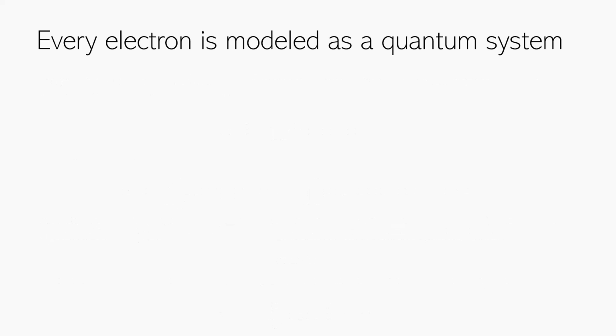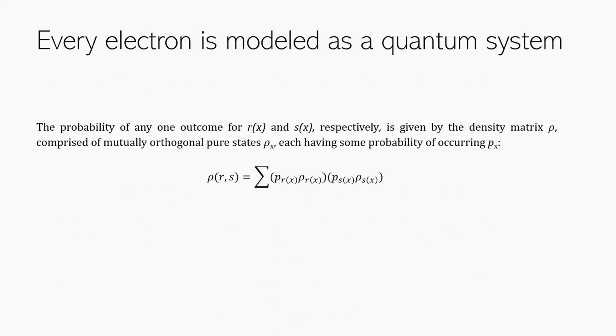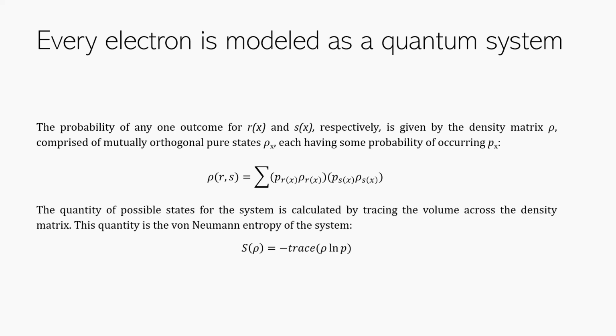So now we can identify the density matrix for all component pure states. The probability of any one outcome for R and S respectively is given by the density matrix rho, comprised of mutually orthogonal pure states rho x, each having some probability of occurring px. And here, the volume of rho is proportional to the ensemble of orthonormal pure states rho x. And so the quantity of possible states for the system is calculated by tracing the volume across the density matrix. And of course, this quantity is the von Neumann entropy of the system.